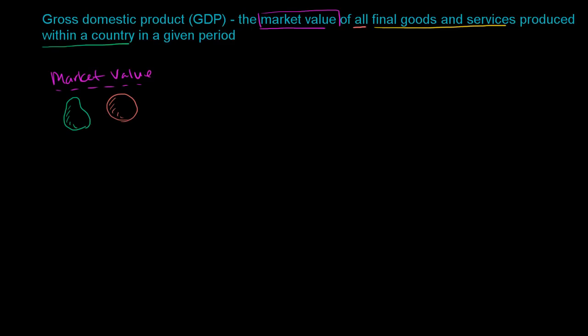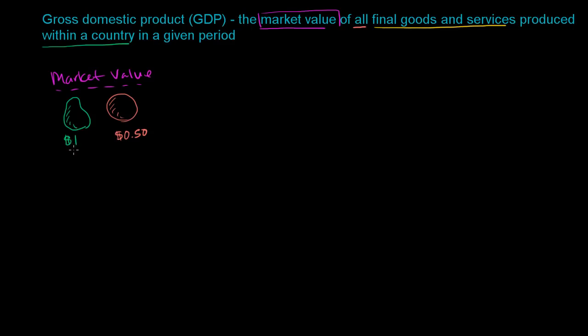We'd look at the market value for it. So if the market value of this avocado is $1 and the market value of this orange is 50 cents, then by producing this fruit, the GDP has increased by 50 cents. By producing this avocado, its GDP has increased by $1.